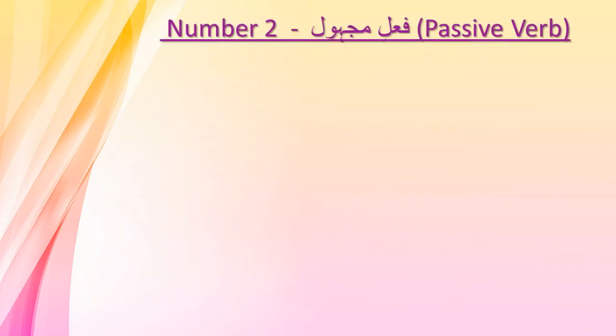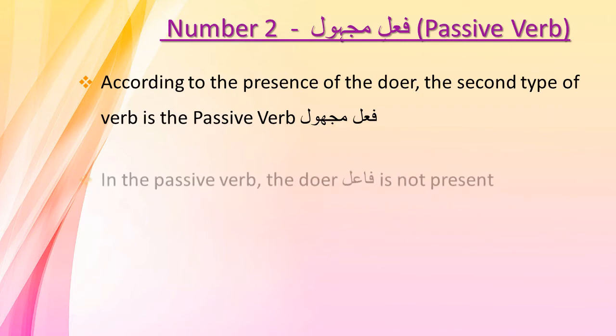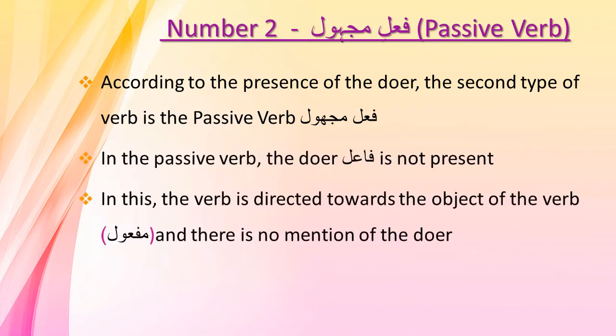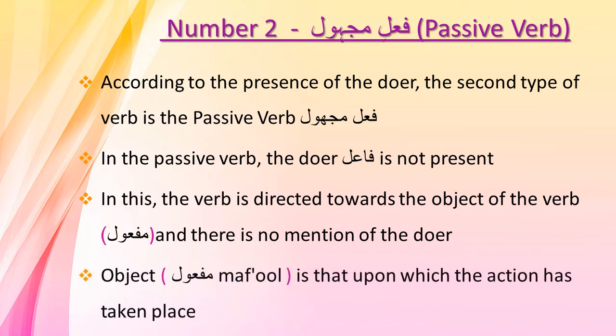The second type of verb is the passive verb, fi'l majhul. According to the presence of the doer, the second type of verb is passive verb, fi'l majhul. In passive verb, the doer is not present. In this, the verb is directed towards the object of the verb, maf'ul, and there is no mention of the doer. Object or maf'ul is that upon which the action has taken place.